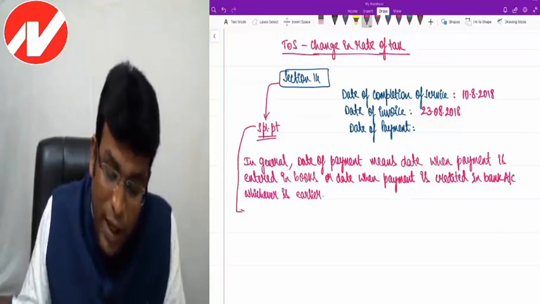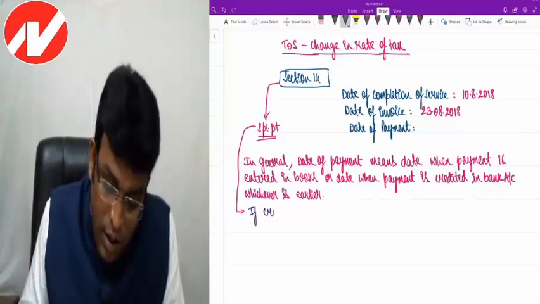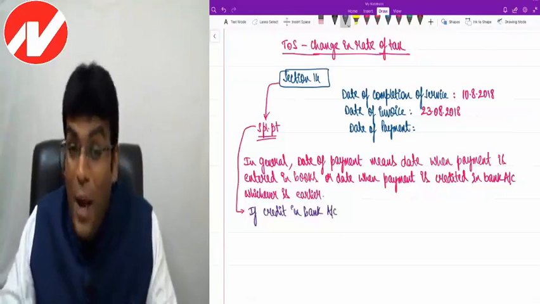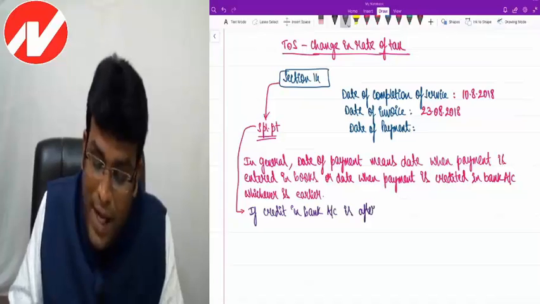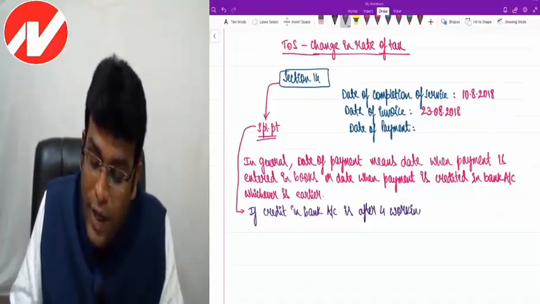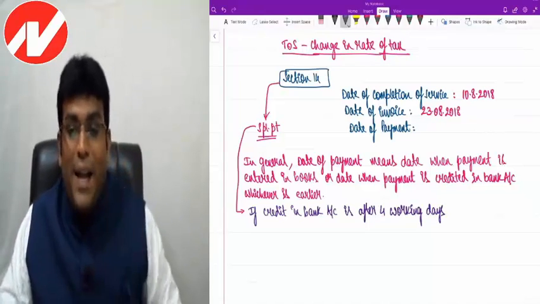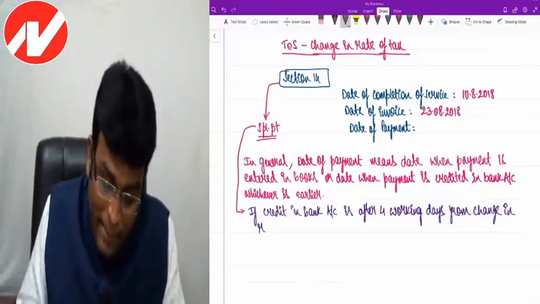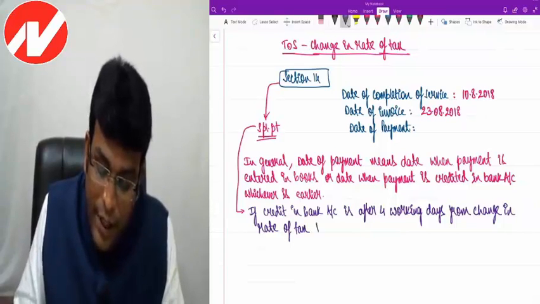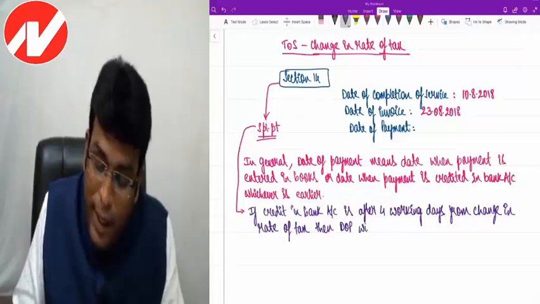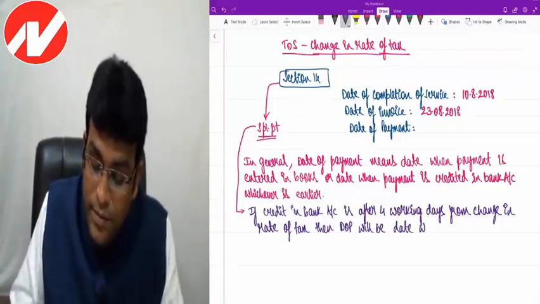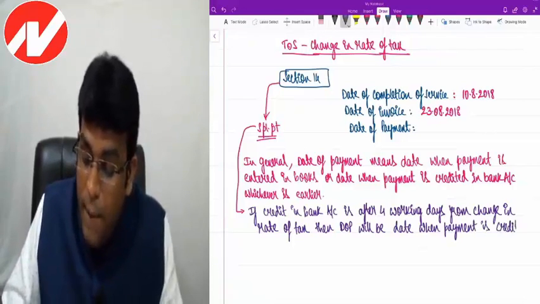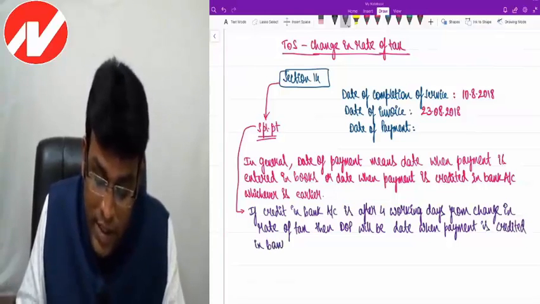And now let me tell the special point. If credit in bank account is after 4 working days from change in rate of tax, then date of payment will be date when payment is credited in bank account. Very, very interesting language, my dear friends.